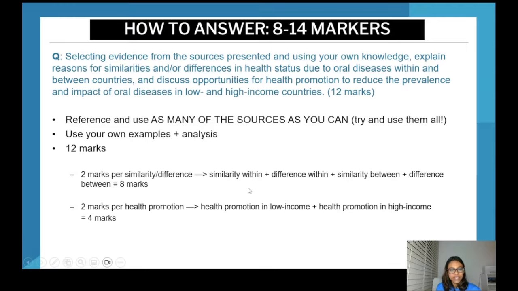You've signposted everything, you've done the paragraphs that make sense, you've made it all cohesive, you've written it in the right order, and now you can move back. You've moved on. You've left the 8 to 14 marker behind you, and you can go back to the other questions in the exam.